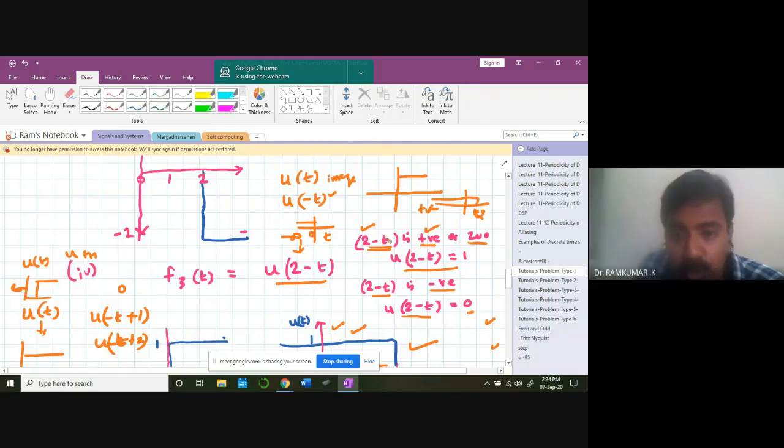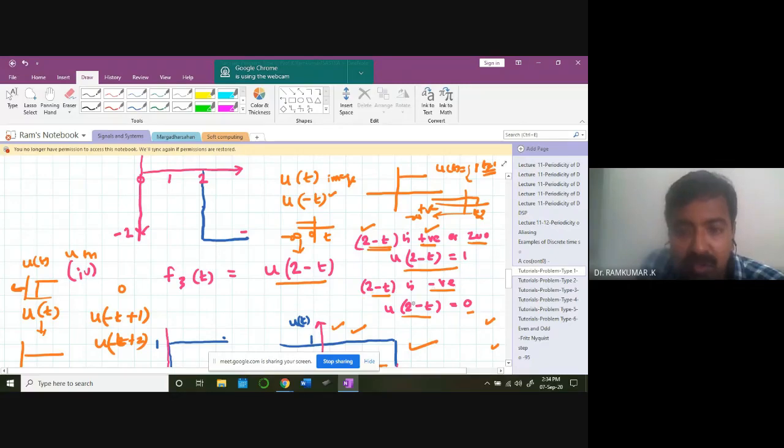Therefore, t can be 2 also. So you start from 2, then it can go up to minus infinity. You get t less than 2, therefore you always get a positive value. Thereby you are getting the condition that u of 2 minus t should be equal to 1 for t less than or equal to 2. That's why we are doing it like this. That way you can understand this.